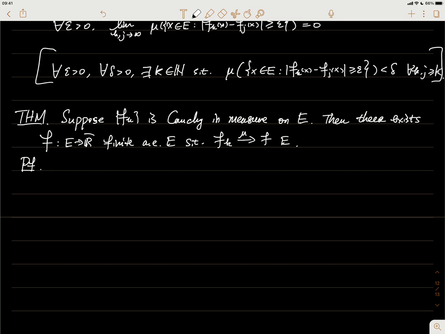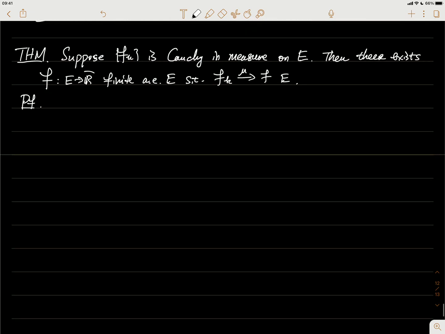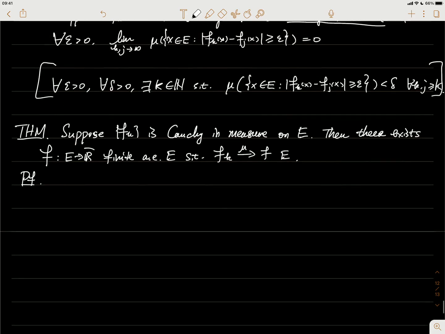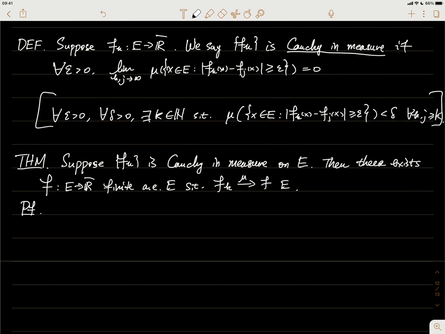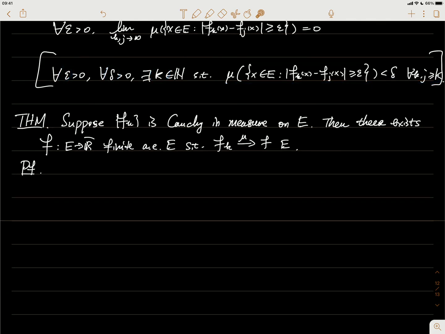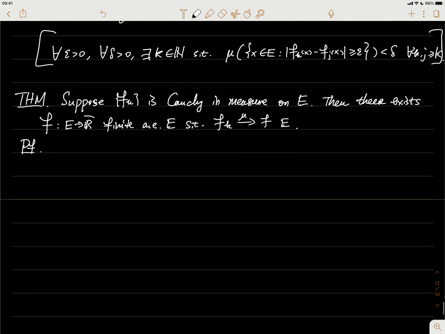Okay, so first, all we know right now is that f_k is Cauchy in measure. So Cauchy in measure, according to our definition, just means that the limit of this is going to 0. So for any epsilon, for any delta, this measure is less than delta for k and j greater than or equal to this K. So this K apparently will depend on epsilon and delta. Okay, so this is the thing that we're going to use now.